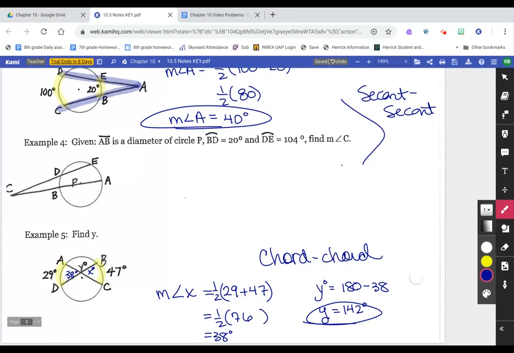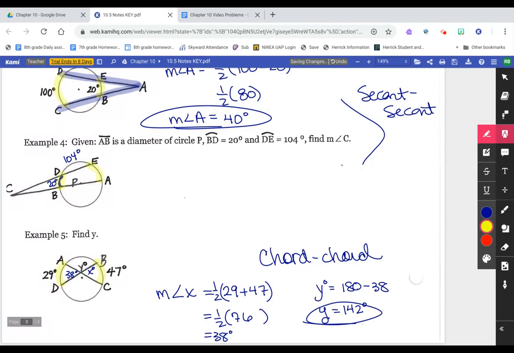So for angle C, it says, given segment AB is the diameter of the circle P, arc BD is 20 degrees. So this is 20 degrees right here. And arc DE is 104 degrees. Find the measurement of angle C. So in order for me to find the measurement of angle C, I need the inscribed arc. So I need this 20 degrees, but I also need arc EA.